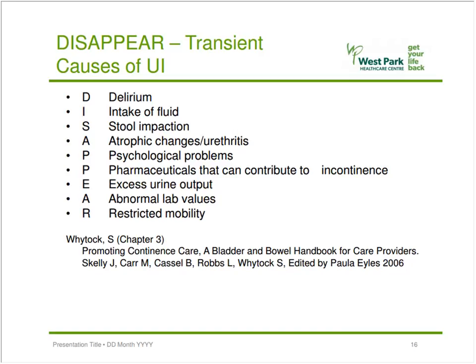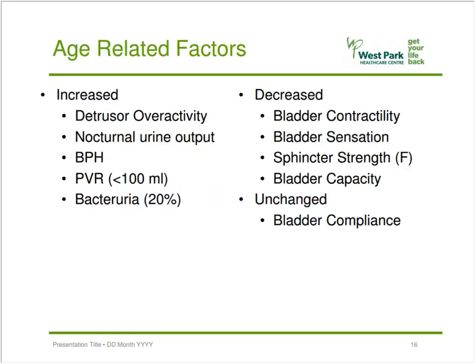So all of the transient causes of urinary incontinence, if it's recent onset, think about delirium, the intake of fluid, the type and amount, unhealthy, healthy fluid, constipation, atrophic changes, depression, pharmaceuticals. I'm going to talk later about medications that can affect the bladder. Lab values, is there a UTI, restricted mobility. So if it's recent onset, it's probably something that you can address and you can reverse.